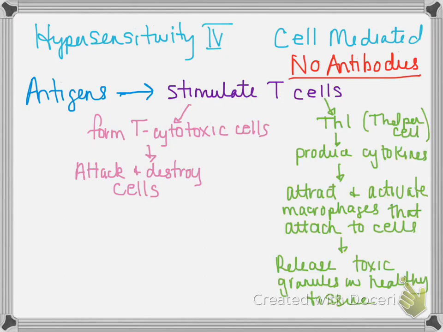The other thing that could happen is those T cells are stimulated. They then bring in your T helper cells, and those T helper cells will produce cytokines, and these cytokines are going to attract and activate macrophages, and those macrophages are going to attach to the cell and release, and then there'll be a release of toxic granules in healthy tissue. And you will see this in Hashimoto's disease, but one of the more common diseases is poison ivy.